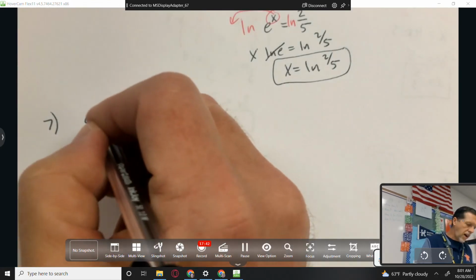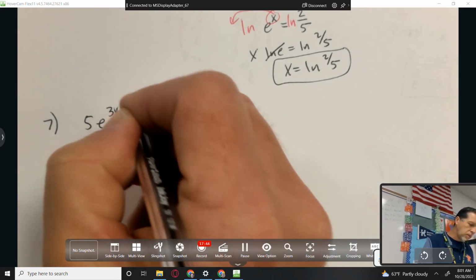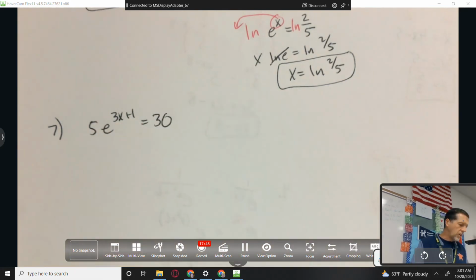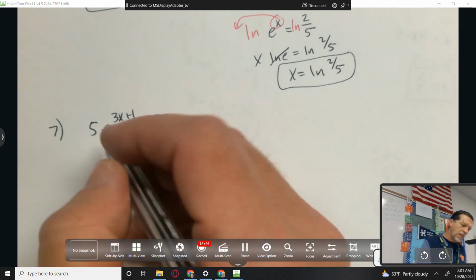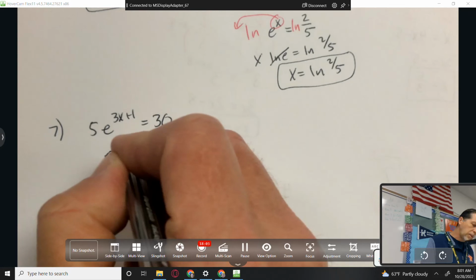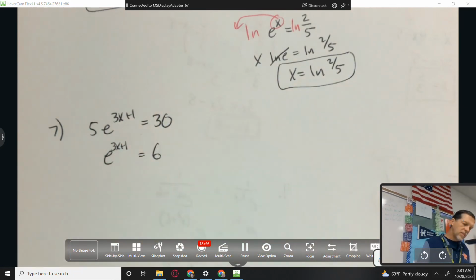Number 7. 5e to the 3x plus 1 equals 30. I think this one's easier than the last one. 5e to the 3x plus 1 equals 30. What do you want to do first? Yeah, divide each side by 5. e to the 3x plus 1 equals 6.